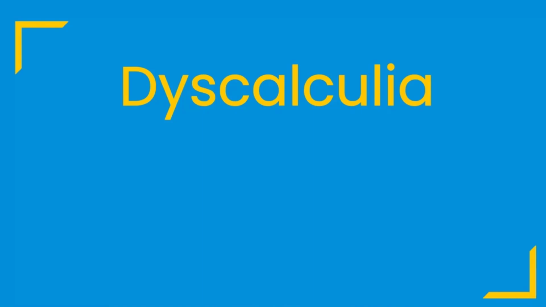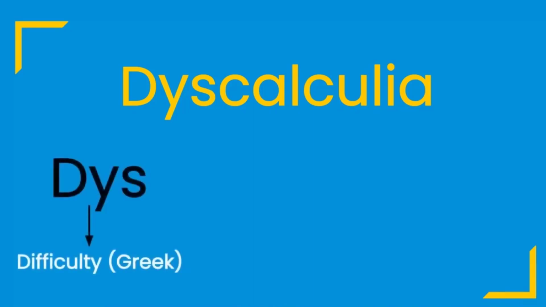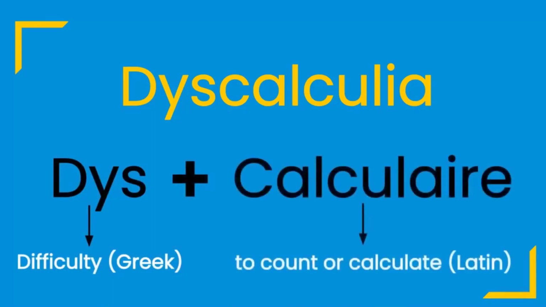So dyscalculia, that's how I'm going to say it, even though there are many ways to say it. It depends on where you live. So let's do a little word study here. Dys means difficulty in Greek, and we have that with calculare, which is Latin for count or to calculate. And so that's where dyscalculia comes from. In other words, it means you have difficulty with calculating numbers.